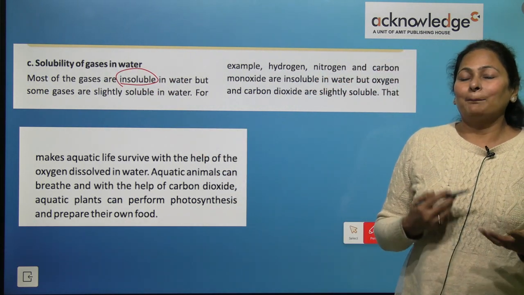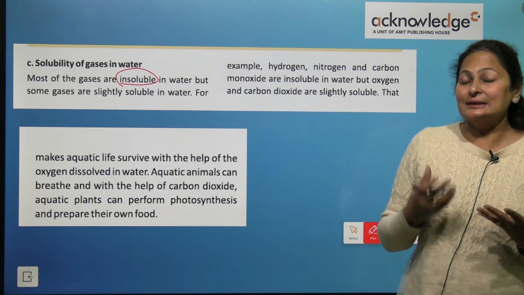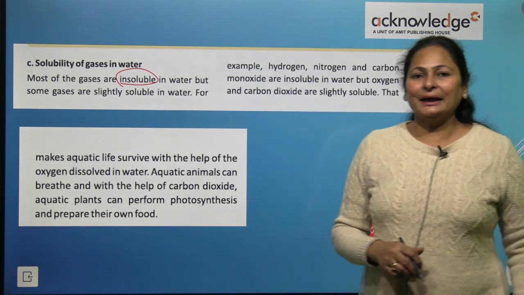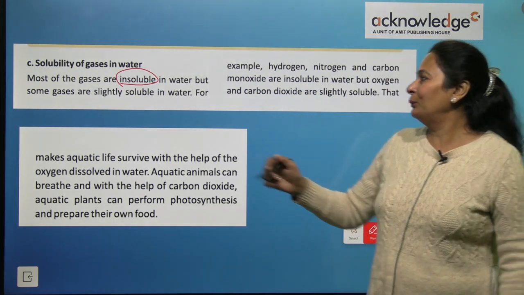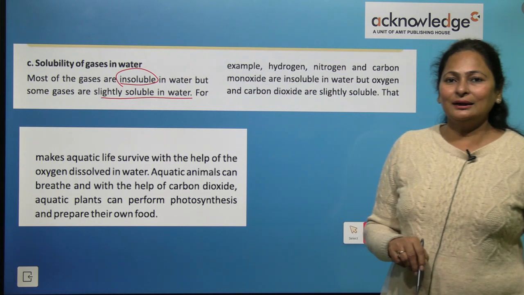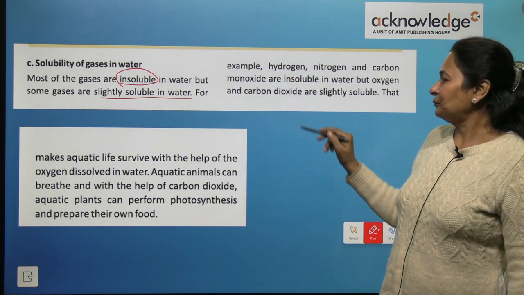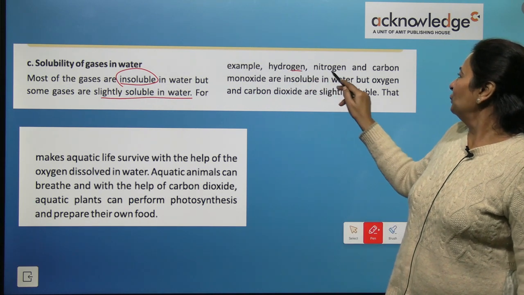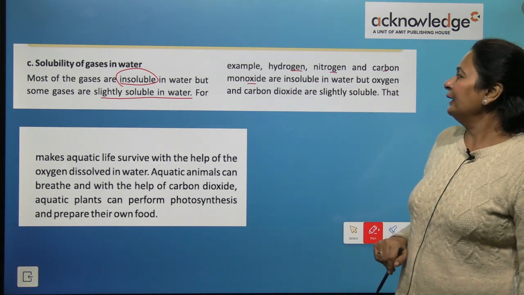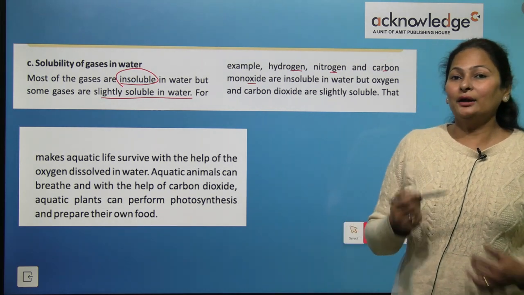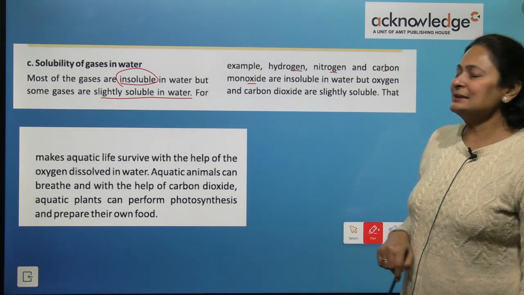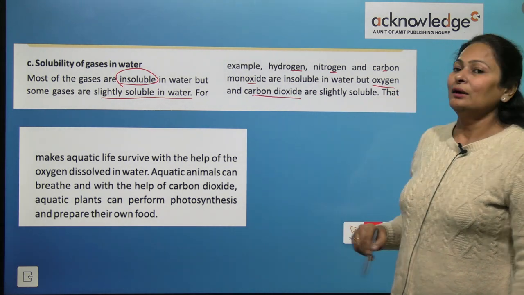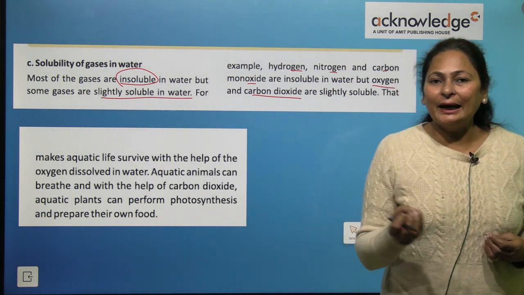मतलब वो नहीं घुल सकती है gases. ज़्यादातर gases, most of the gases are insoluble, but some gases are slightly soluble in water. So let's see what all are these gases. For example, hydrogen, nitrogen and carbon monoxide are insoluble in water, but oxygen and carbon dioxide are soluble, not completely, slightly soluble in the water.